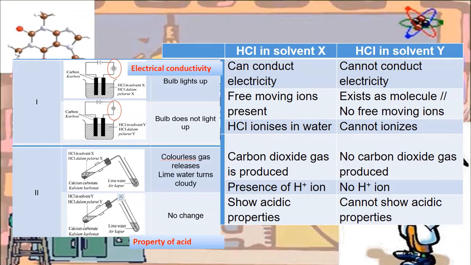For set 2, it is shown that with hydrogen chloride in solvent X, carbon dioxide gas is produced. There is a presence of hydrogen ions. Therefore, hydrogen chloride in solvent X shows acidic properties. However, with hydrogen chloride in solvent Y, no carbon dioxide gas is produced and no hydrogen ions are present. Therefore, hydrogen chloride in solvent Y cannot show acidic properties.